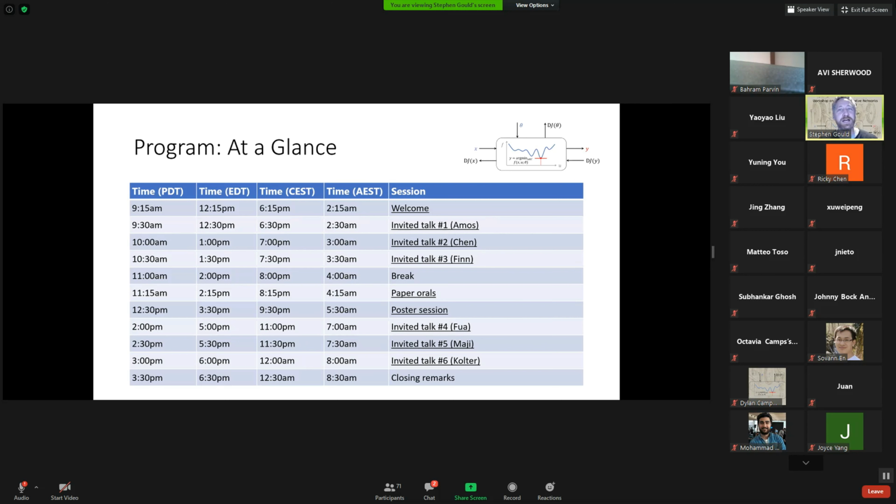So we're going to start off with the invited talks. We've got 3 invited talks, and then that's going to be followed with the paper orals, poster presentations, and then another set of invited talks.